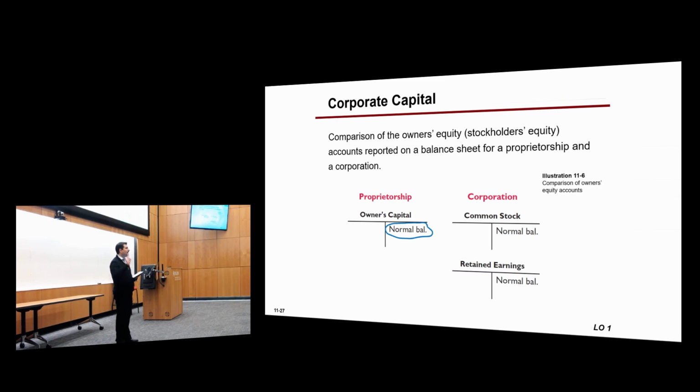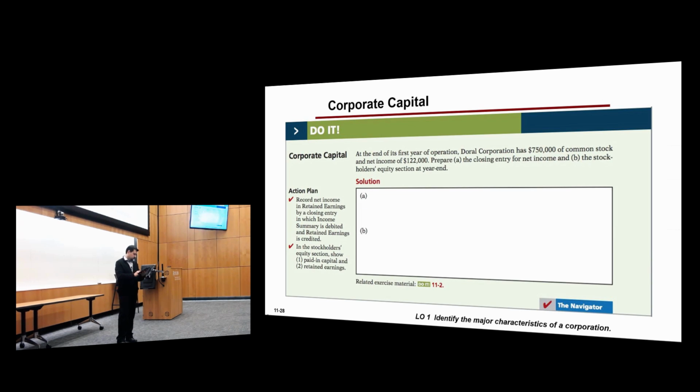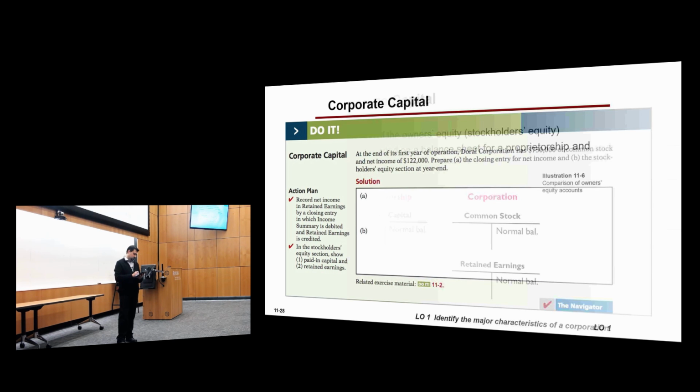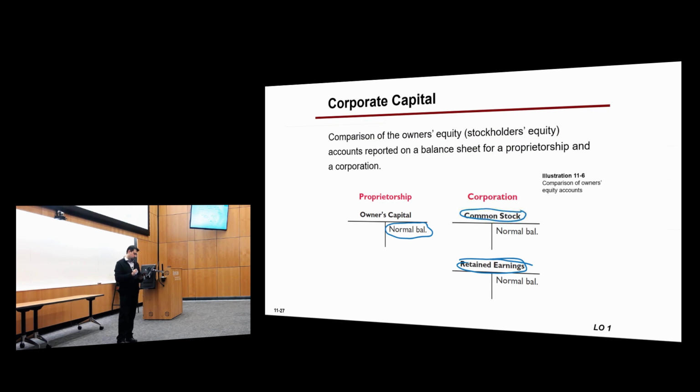For companies, they have two. They have retained earnings, and we have retained earnings and common stock. Okay, so for corporations, it's separate between paid-in capital and retained earnings. You have to understand the difference.